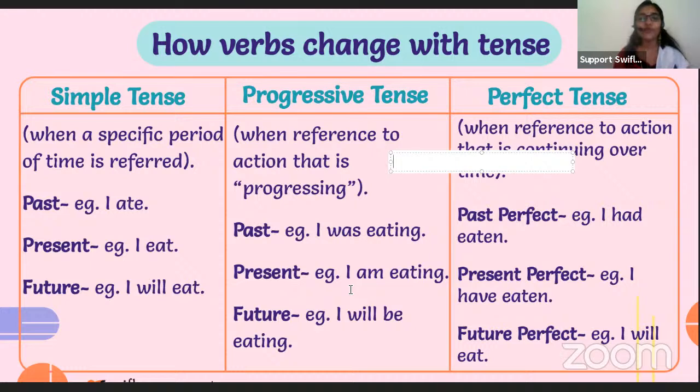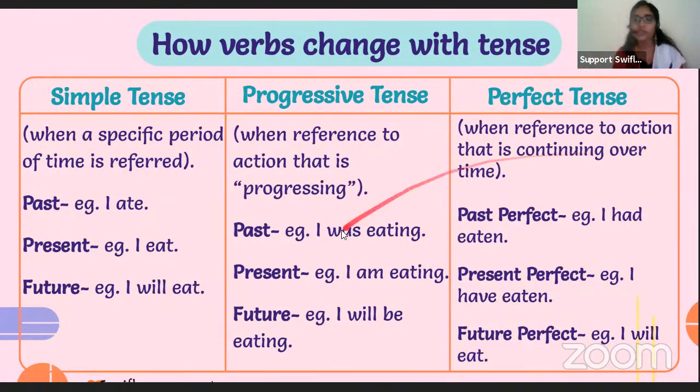Now let's move on to the perfect tense. Let's see what a perfect tense is. A perfect tense refers to an action that is continuing over time. If it is in the past, it may have started in the past and ended in the past itself. If it is in the present, it started in the past and ended in the present, and if it is in the future, it will start in the future and also end in the future.